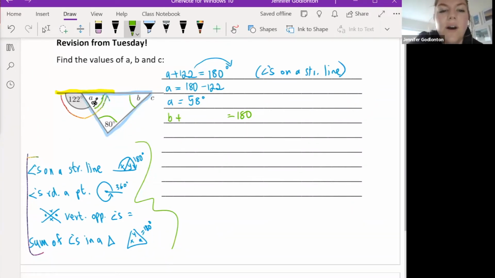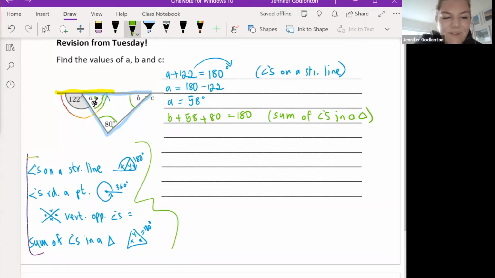Okay, yeah, so I'm going to write 58 plus 80 plus 42 equals 180. Do you see? So this angle plus this angle plus this angle needs to equal 180. And then my reason is going to be sum of angles in a triangle. Nice. Thanks, Sunday. Thank you for your help, Dave. No problem.